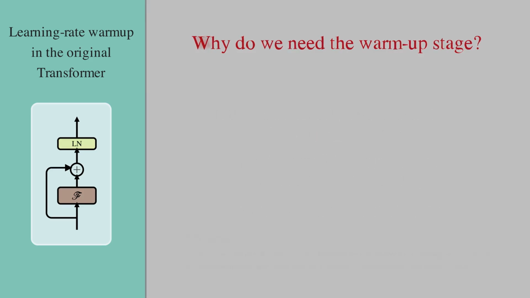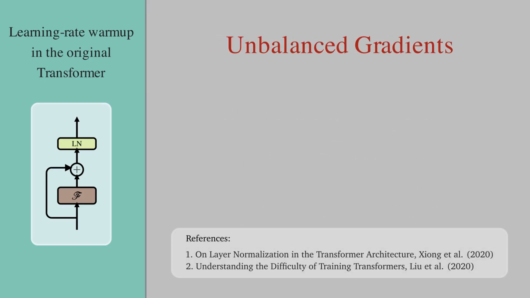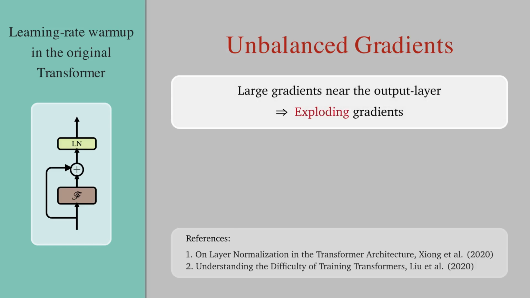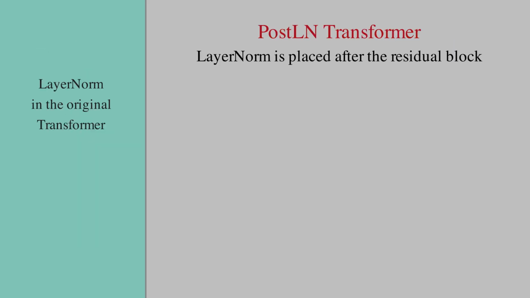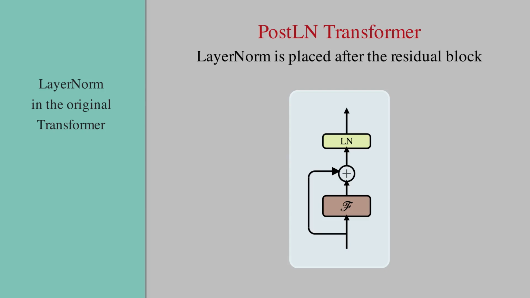The paper hypothesizes that this is due to the large gradients of the layers near the output layer at the beginning of training. Furthermore, it is observed that the norm of gradients will decay exponentially with depth. That is, the layers near the input have the smallest gradient norms, while the layers near the output have the largest gradient norms. So if we make the architecture too deep by adding more and more layers, this will lead to the vanishing gradients problem. These issues arise because layer norm is placed outside of the residual block.